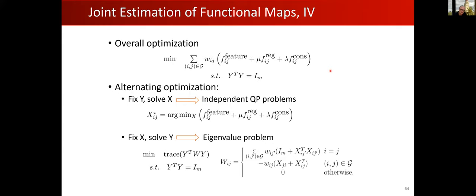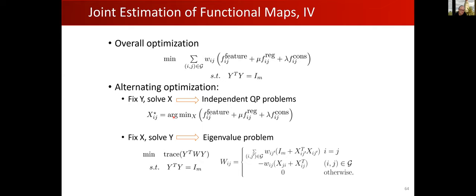So notice in this formulation, we are computing the functional maps all together. It's not that I compute functional maps between pairs first and then try to enforce consistency. Rather, I compute everything at once. And of course, because of this condition, that's not a convex problem, but I can solve it by alternation. Namely, if I fix the maps to the ideal, it turns out this completely factorizes into separate quadratic programming problems for each of the x's pairwise.